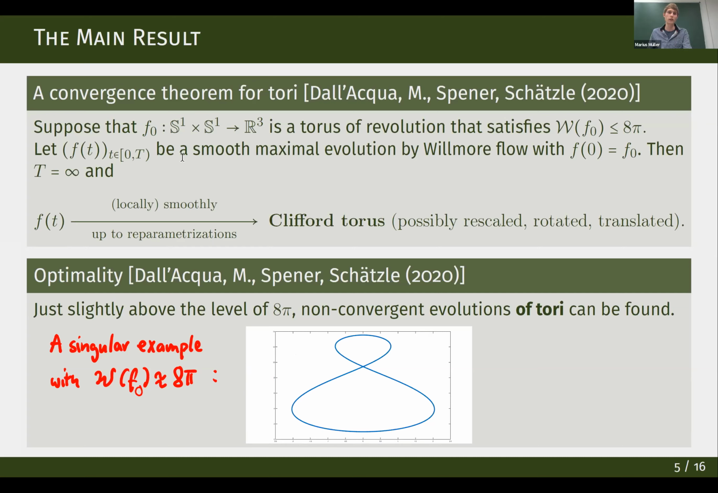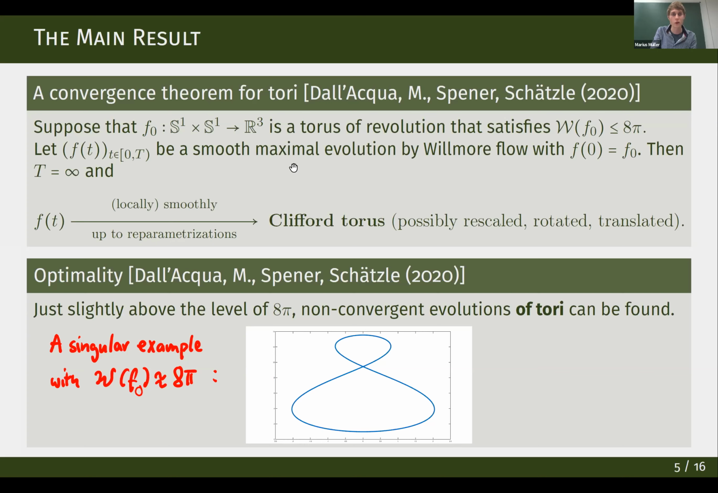But for the next few slides, I want to convince you of this convergence theorem first, so of the positive result that if you start below 8 pi, then you're going to converge to the Clifford torus, so to the global minimizer. I should mention, and I totally forgot in the first slide where I intended to, this is joint work with my PhD advisor Anna Dall'Acqua, Adrian Spener, both from Ulm, and Reiner Schätzle. So yeah, I've forgotten about that, sorry.